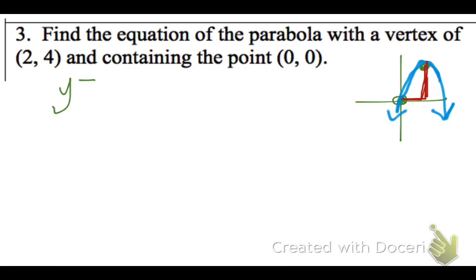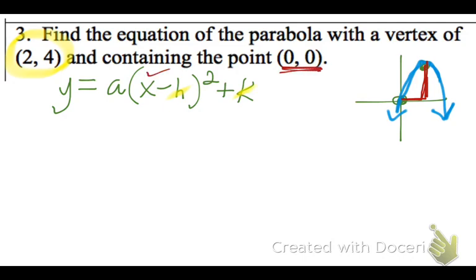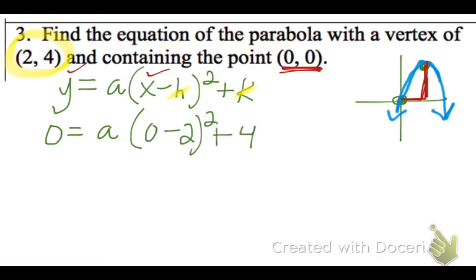You start with vertex form, y equals a times x minus h squared, plus k. We're going to plug in the vertex. This vertex here is going to go for h and k, and then this point right here is going to go for x and y. Then we'll solve for a. So let's see, y is 0. We don't know what a is. x is 0, minus h is 2 squared, don't forget that squared, plus k is 4. So we have 0 equals 2 squared, so that would be 4a plus 4.